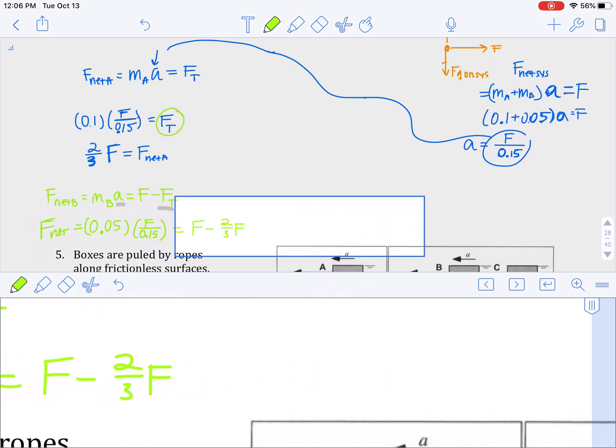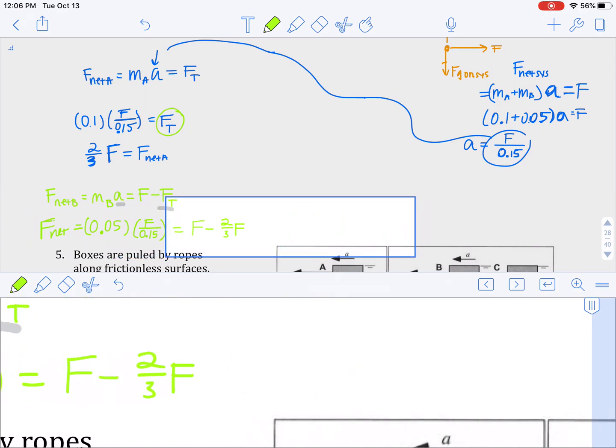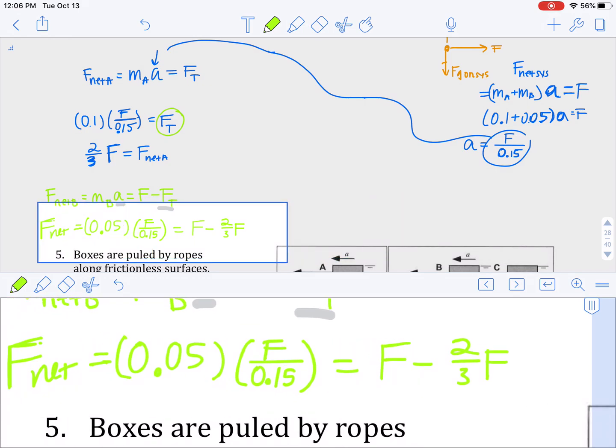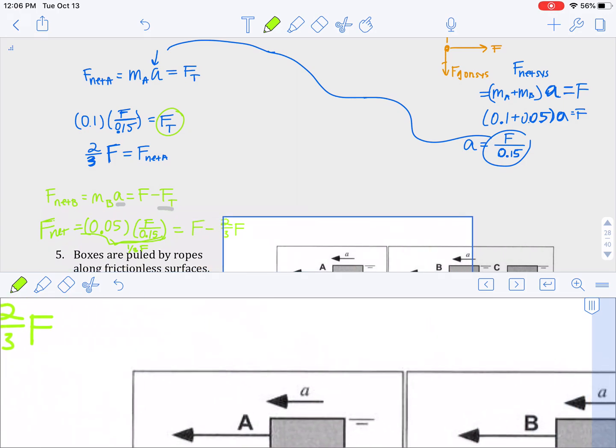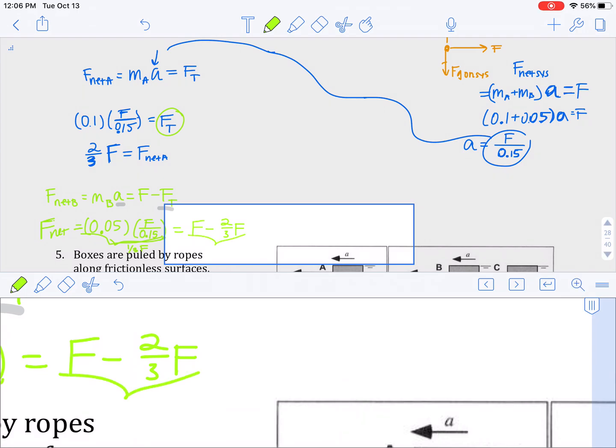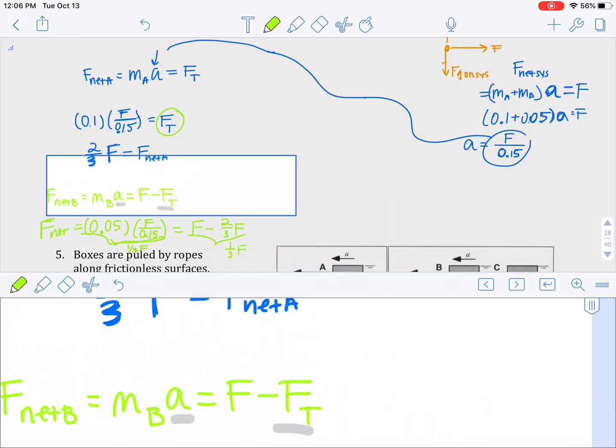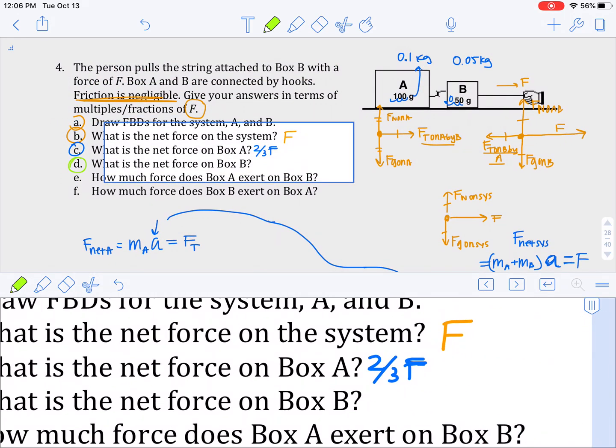So that leaves me, and I could solve this 2 different ways actually, and I'll get the same answer. If I solve it using this equation, I'll get 1/3 F as my net force, because 0.05 is 1/3 of 0.15. If I solve it using this equation, I'll get 1/3 F. So either way I solve it, I get the same net force.